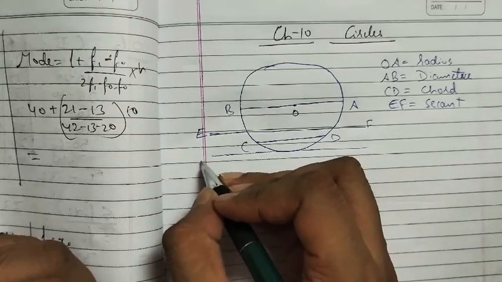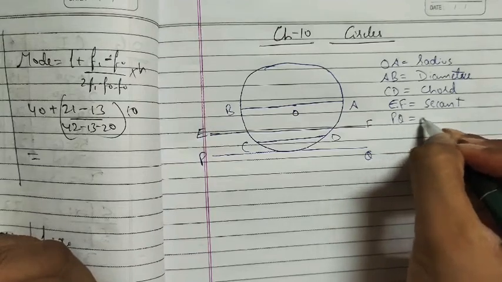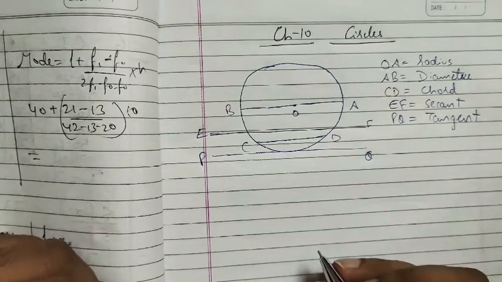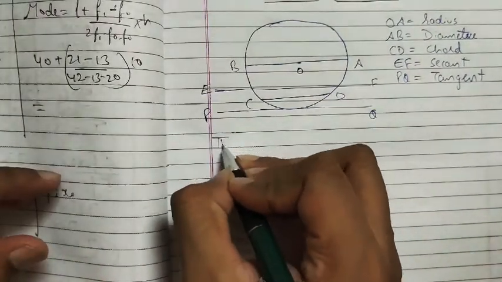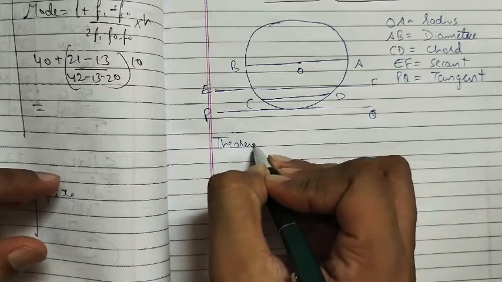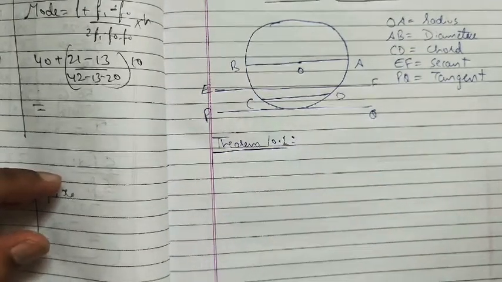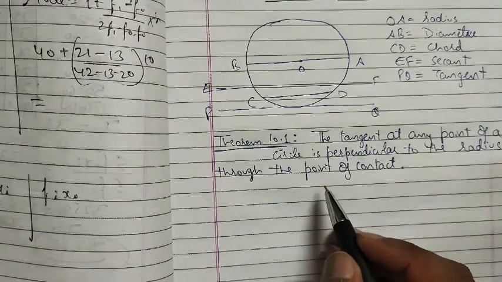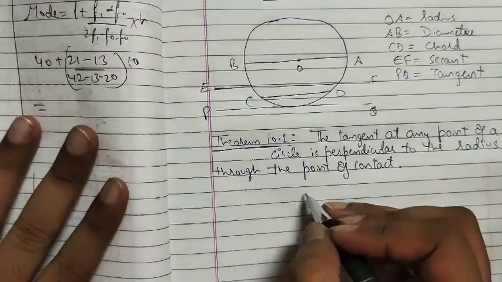Now if this is a line which touches the circle, right? So this is called a tangent, PQ. So PQ is a tangent to a circle. This chapter is based on tangents to a circle. So there is a theorem 10.1. That theorem states that the tangent at any point of a circle is perpendicular to the radius through the point of contact.